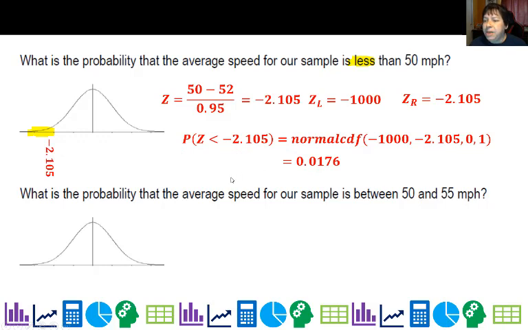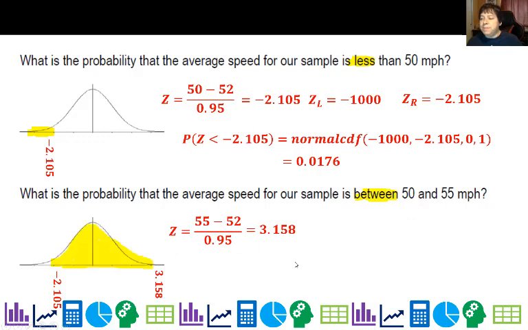I'll let you check it, see if you can get the same rough answer using x values. What is the probability that the average speed for our sample is between 50 and 55 miles per hour? Well, we already have the z-score for 50, which I'll go ahead and put in there. But I still need the z-score for 55, so I'll calculate that. And that goes over here. I'm looking at between, so that's this area.